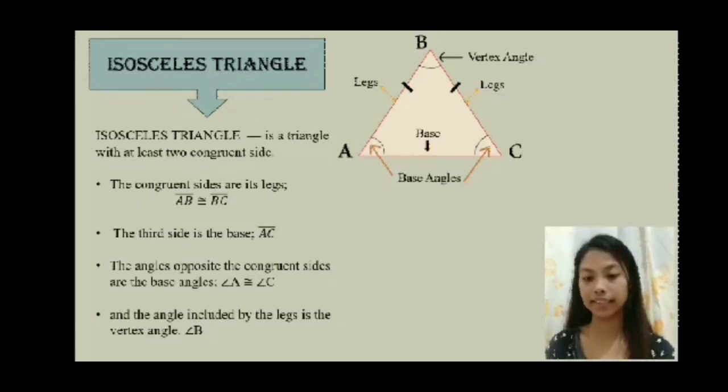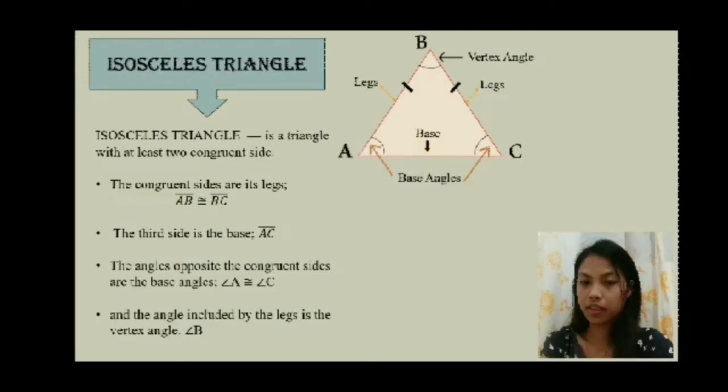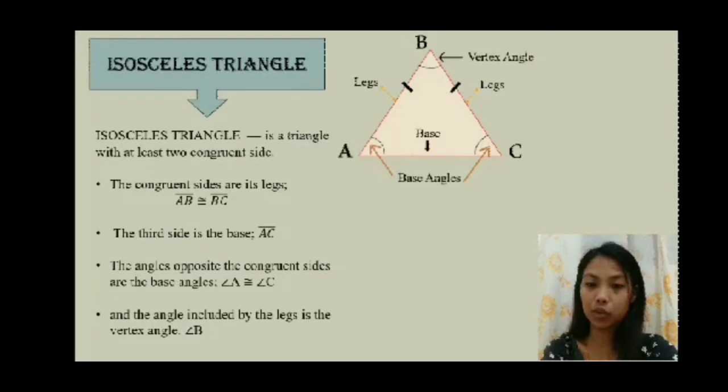So take note, guys, when we are talking about an isosceles triangle, it has parts. So let's identify the different parts first. So first is the congruent sides, or what we call the legs. So as you can see in our triangle, I indicated the 2 legs, which are segment AB congruent to segment BC. So the third side is the base. As you can see in our triangle, our base is the segment AC.